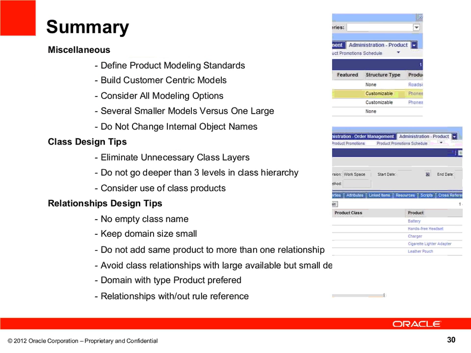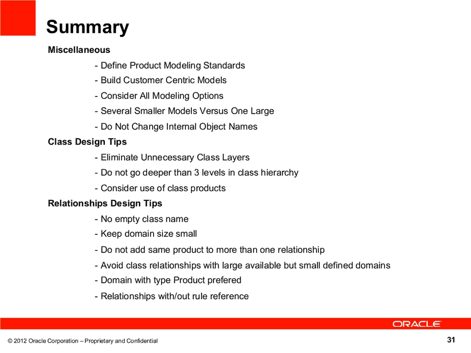Okay, last but not least, a summary of the session for the day. Some miscellaneous tips, like define a product model in a standards document. Always think about the customer-centric model. Think about the customer who has to work with the product. Consider all alternative options like promotions, simple product bundles, and so on. Try to make more smaller models than one large.